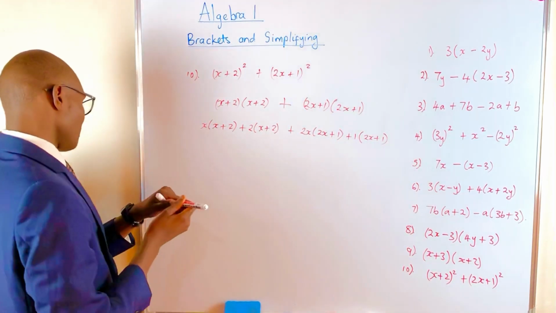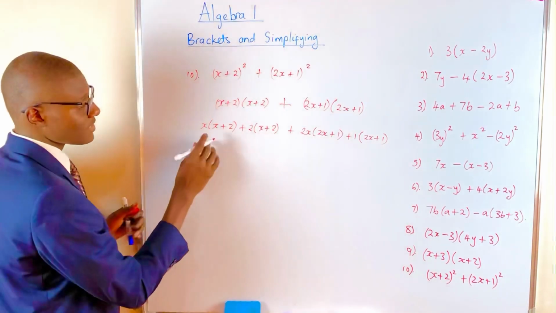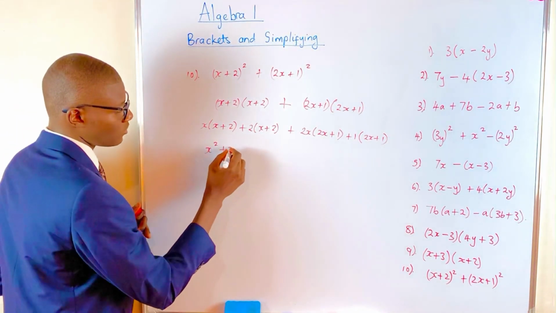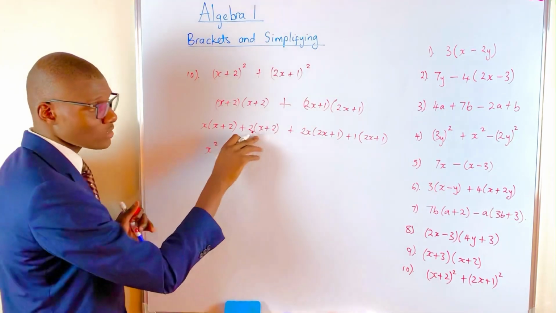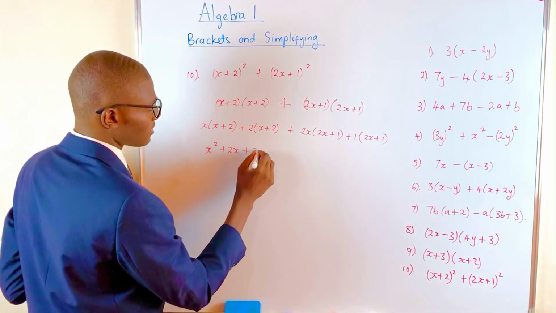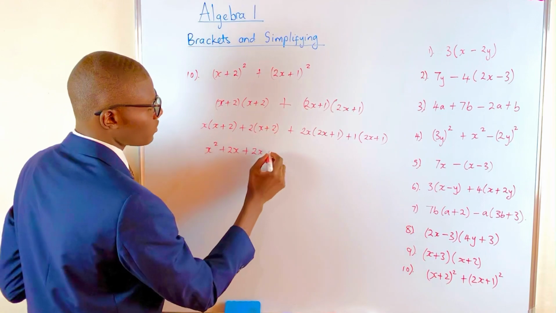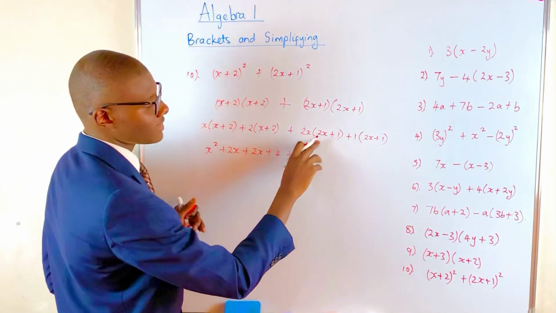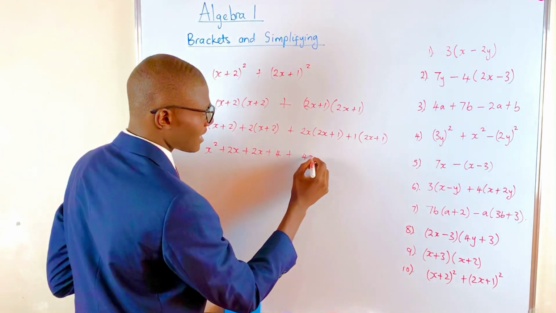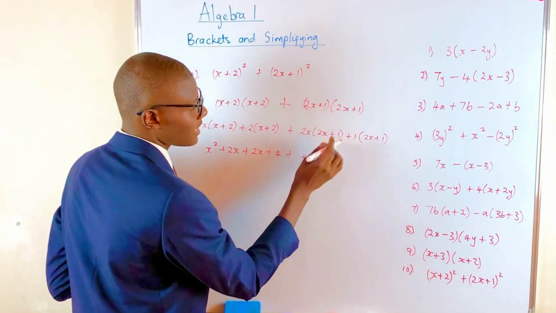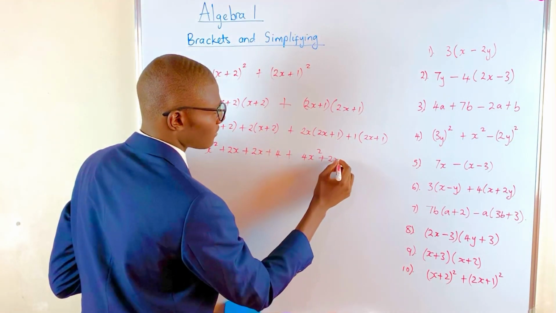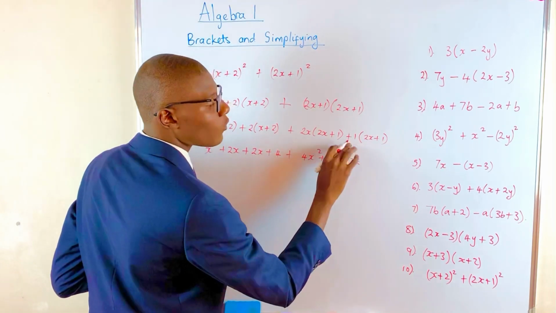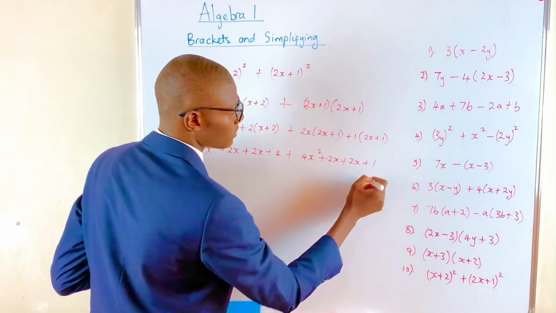So now let's simplify. So x times x, we get x squared. x times 2, we get plus 2x. And then 2 times x, we get a plus 2x. Then 2 times 2, we get a 4. Then plus 2x times 2x, we get 4x squared. Then 2x times 1, we get a 2x. Then 1 times 2x, we get a 2x. And 1 times 1, we get a positive 1.